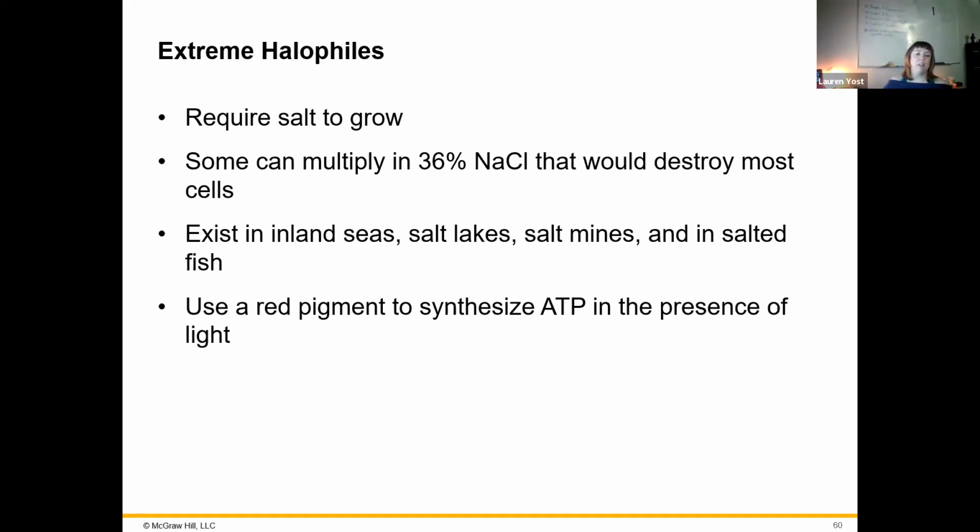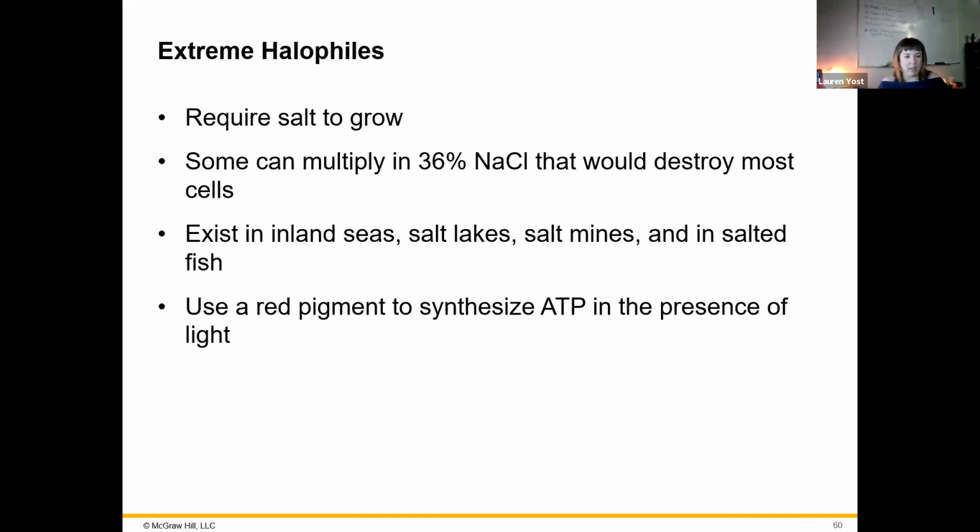All right, so the extreme halophiles, again, we're talking mostly about archaea here. They require salt to grow. They don't just grow well in salt, they don't just grow fine in salt. They have to have it in the environment. Without it, they can actually die because they are so well adapted to having the salt around them all the time. So they are going to be in inland seas with high salt content, salt lakes with high salt content, like the Dead Sea. That's an inland sea, by the way. I don't know why I called that a lake just now, but you guys get the idea here. Salt mines, salted fish, all of that stuff. These guys can grow in those sorts of environments.